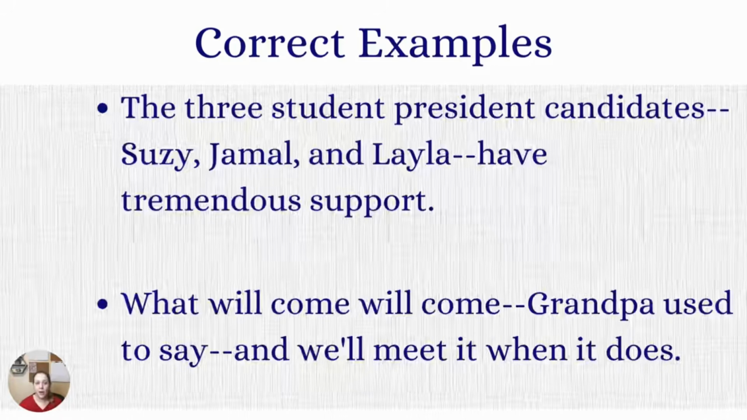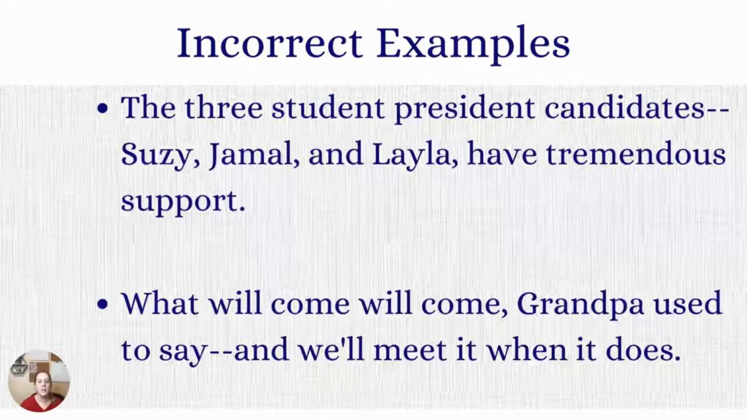Now let's look at the bottom example. It says, what will come, Grandpa used to say, and we'll meet it when it does. So in this case, the expression is what will come, and we'll meet it when it does. However, we want to note who said that. So in this case, it's Grandpa, and instead of putting that at the beginning or the end of the sentence, it's actually interrupting the sentence. And so because of that, we're using dashes.